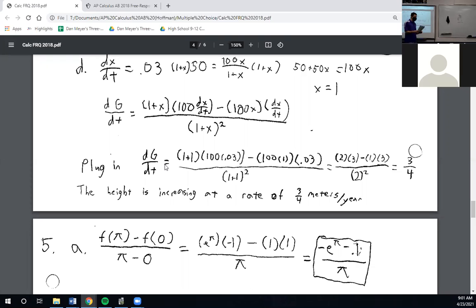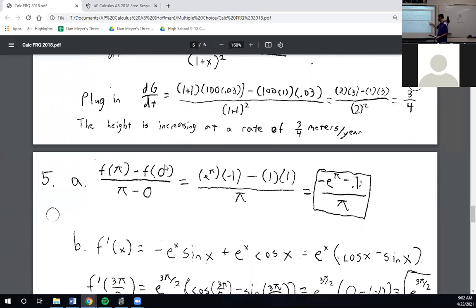Part B asks, what is the slope of the line tangent to the graph? I talked a lot about this as we were studying for the final in first semester. As soon as you see slope of the line tangent to the graph at a point, or slope of tangent line, then you should be thinking derivative. Part B is another way of asking, what is the derivative at 3 pi over 2? So that means we need to take the derivative and plug in 3 pi over 2.